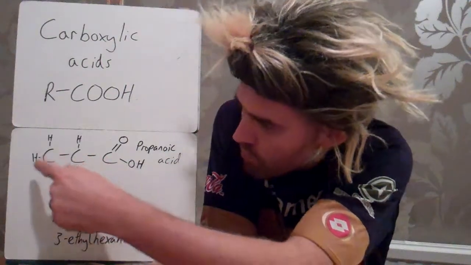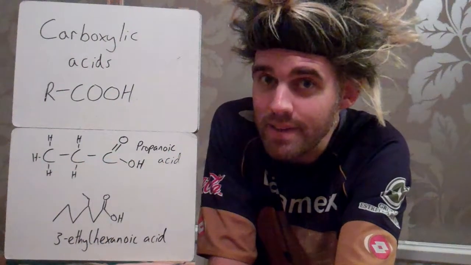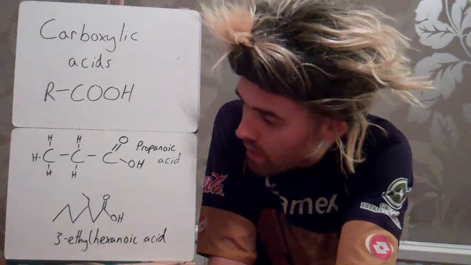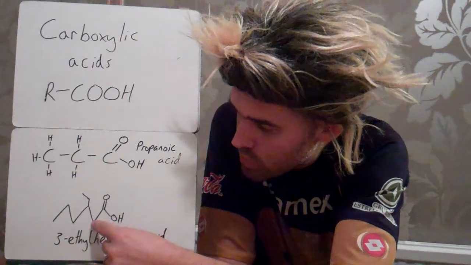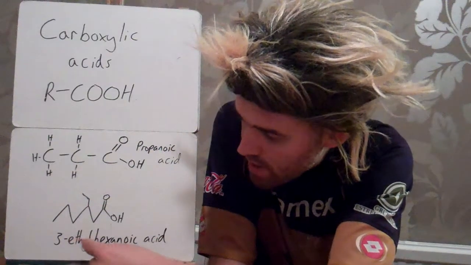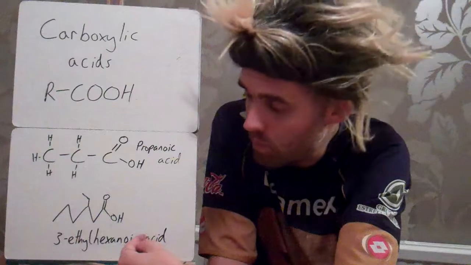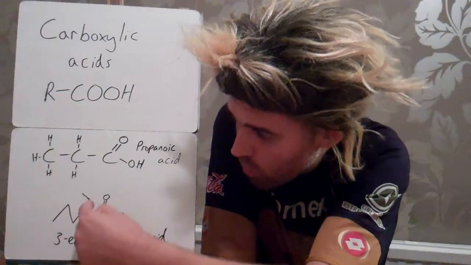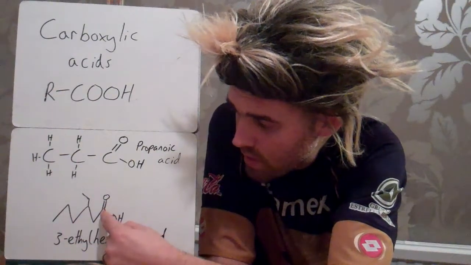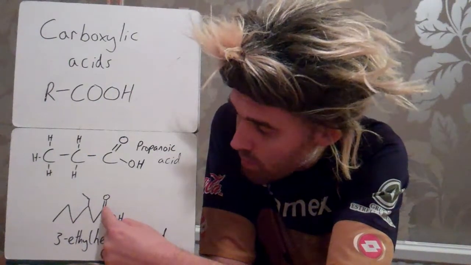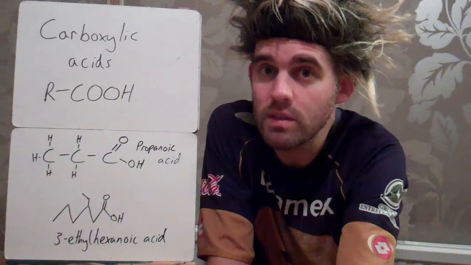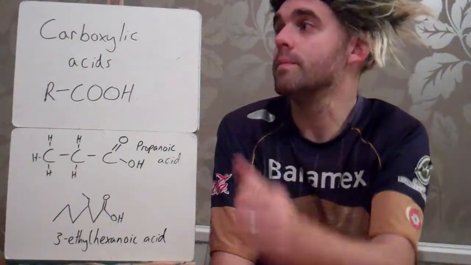1, 2, 3, so that's propanoic acid, prop being 3. Okay, this is always carbon 1 as well, so it's carbon 1, 2, 3, so that's why it's 3-ethyl hexanoic acid, this one. You wouldn't call it 1, 2, 3, 4, because you count from the side that has the functional group. That would be carbon number 1. This carbon here has the carboxylic acid group, so that's carbon number 1, takes priority.